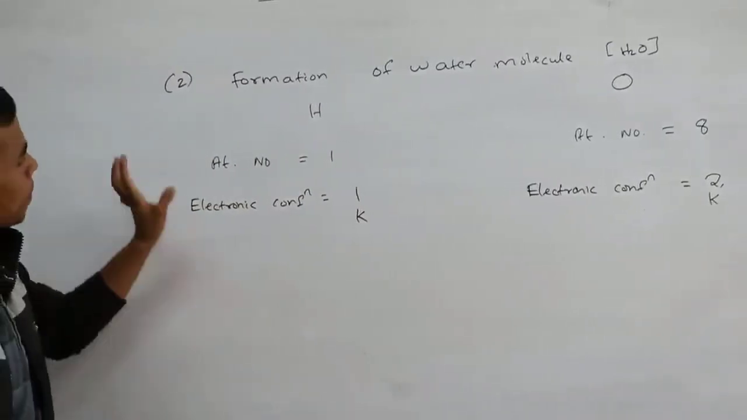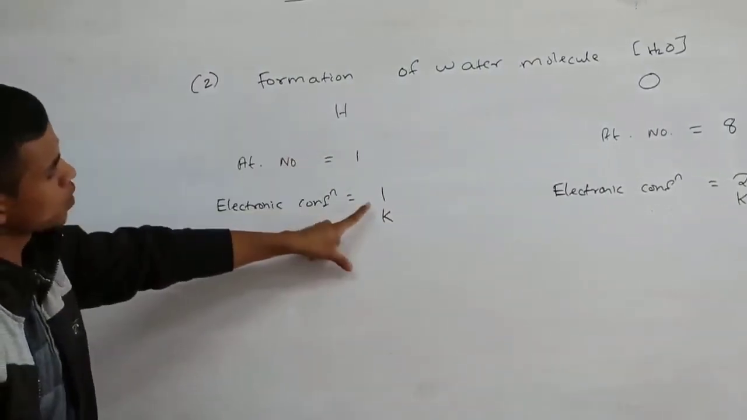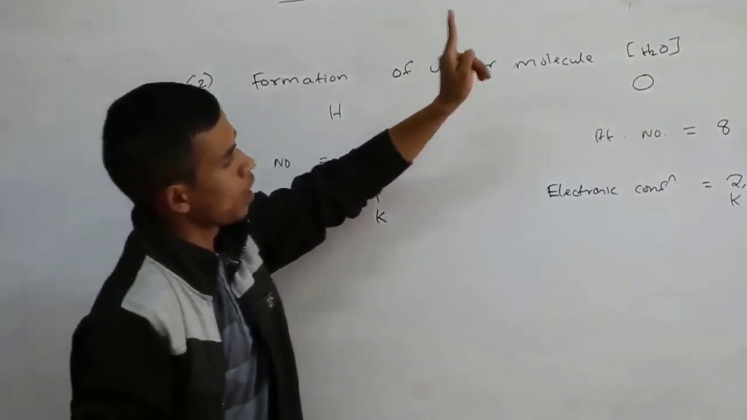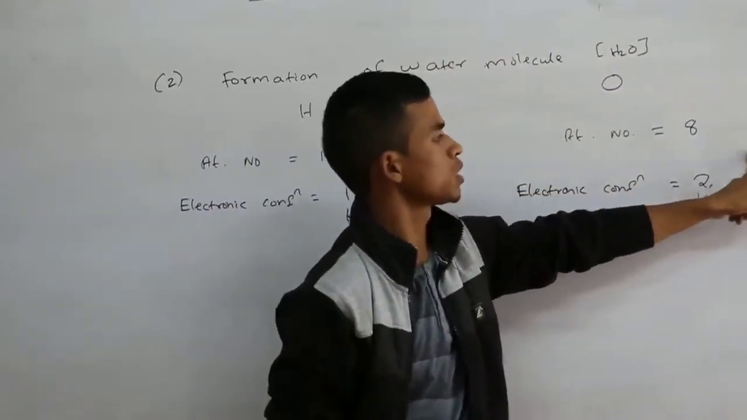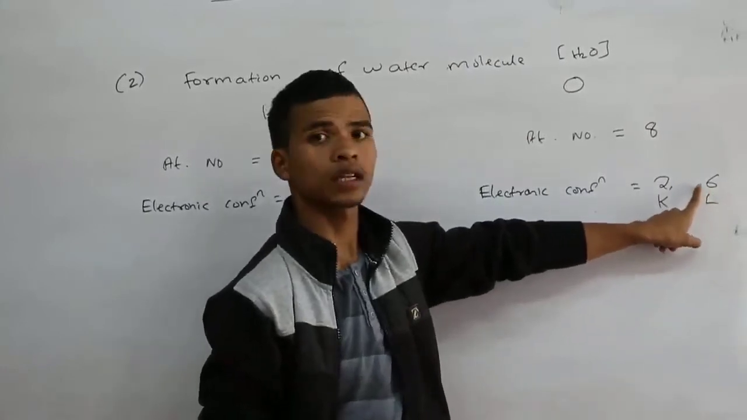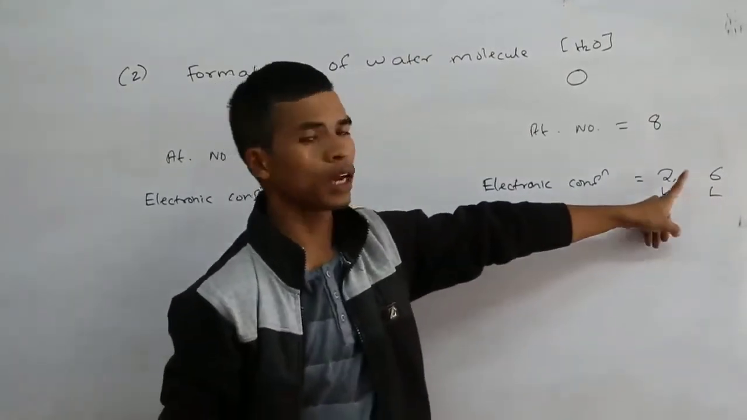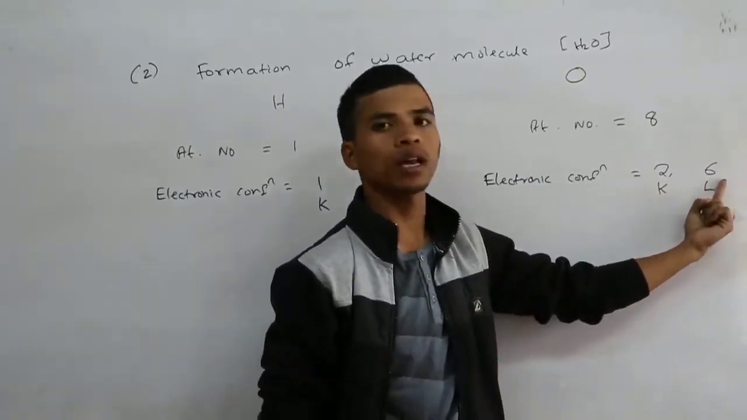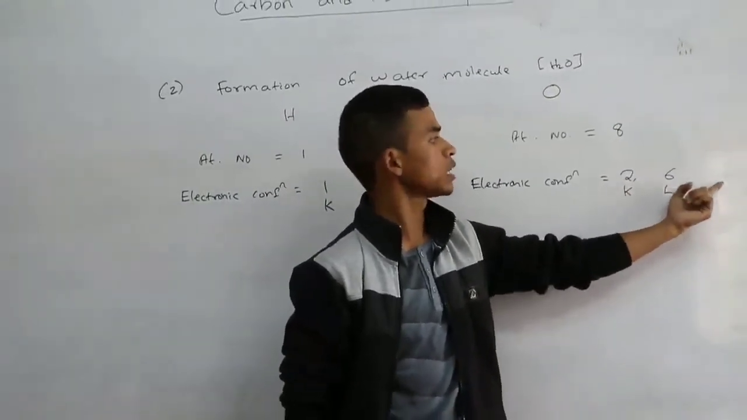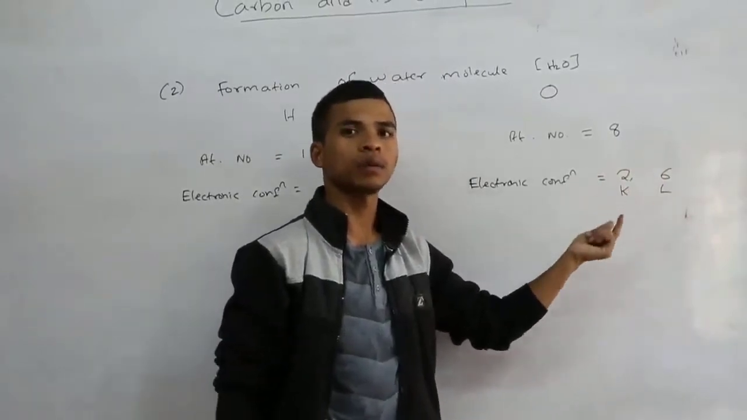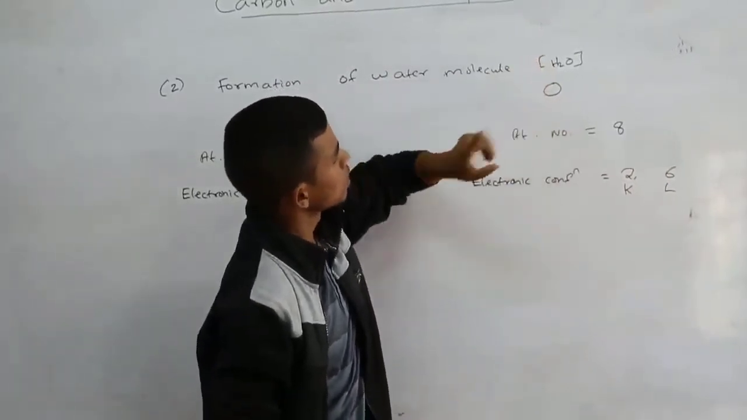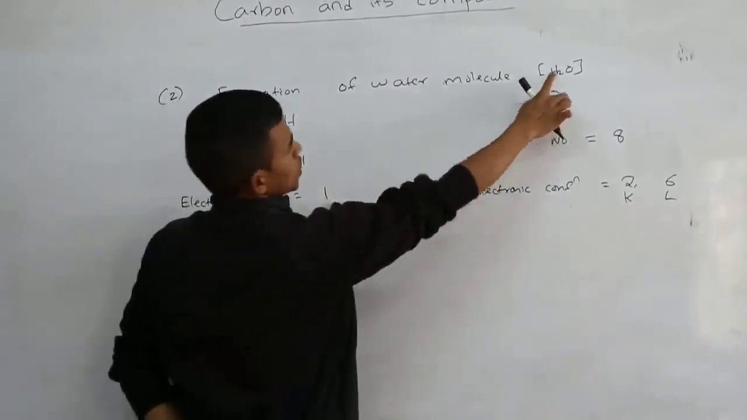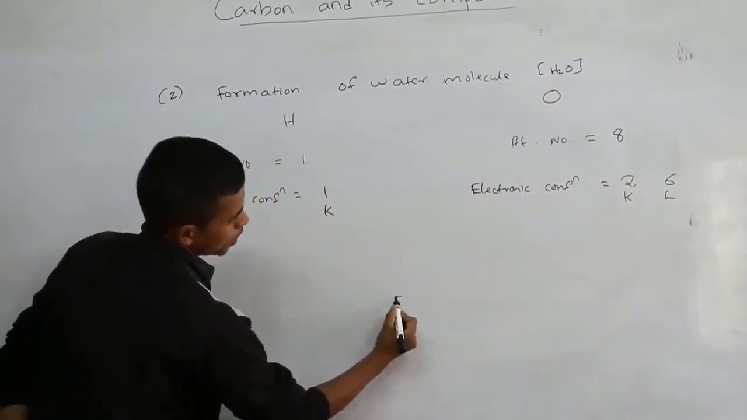Here we have hydrogen. It needs 1 more electron, so that it will become stable. And for oxygen, in the outermost shell, it has 6 electrons, so it has to complete the octet rule. That is, it must have 2 more electrons, so that it will have the electronic configuration of a stable gas element. So in this case, when there are 2 hydrogens, we can represent it like this.